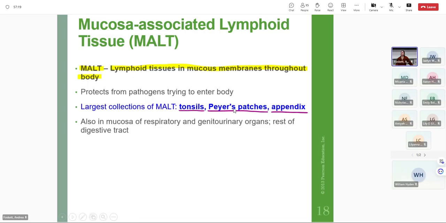We talked about this lymphoid related tissue at the junction of the small and the large intestine. That's the appendix. Then you have a group of MALT tissue called tonsils. This is kind of shared by both the nasal and the oral cavity. So it has, based on its location, respiratory or digestive functions as well.